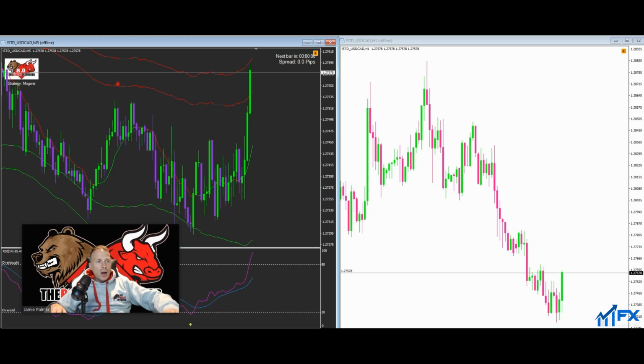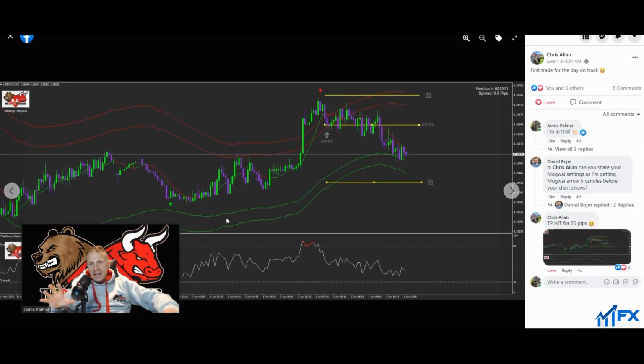I want to talk about a setup from a BD member. Now, Chris, one of the BD members, took an absolutely beautiful sell on USD CAD. It is carrying on with my recent trade, and that was trading with the trend, finding setups with the Binary Destroyer with the trend. Because at the end of the day, you're going to get two kinds of setups with the Binary Destroyer: some that are with the trend and some that are against the trend.